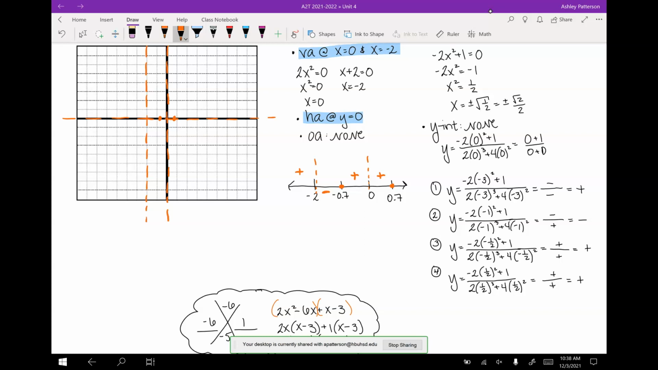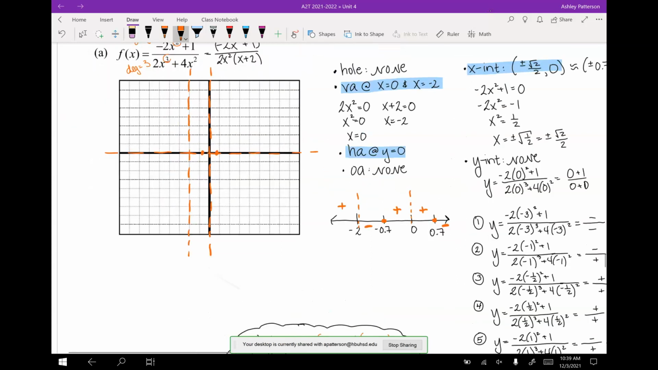Last but not least, what's a number greater than 0.7? 1. That's simple. I like it. Simple is nice. So y is equal to negative 2 times 1 squared plus 1. What's the sign of the numerator? Negative. Denominator. Positive. What's a negative divided by a positive? Negative. It is a negative. So in that very last fifth region, our graph is going to be below the x-axis.